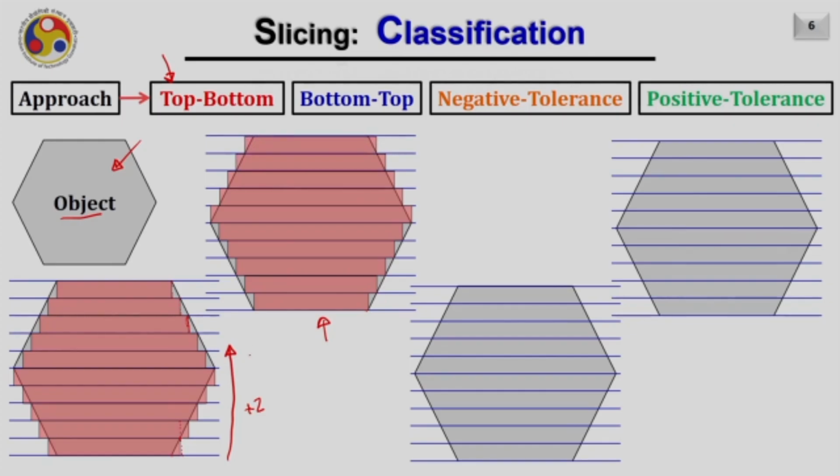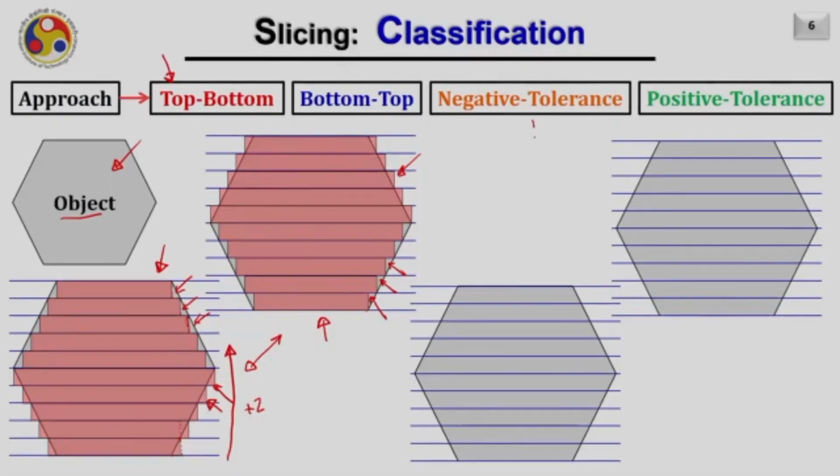One can observe in these two cases that here we are actually depositing less material, right? And here we are depositing more material. While in this case, which is the top bottom approach, for this particular object we are depositing less material here and excess material here. This mixture we are getting because we are not really bothered about the tolerance right now. But there are other two approaches, those take care of the tolerance in the object.